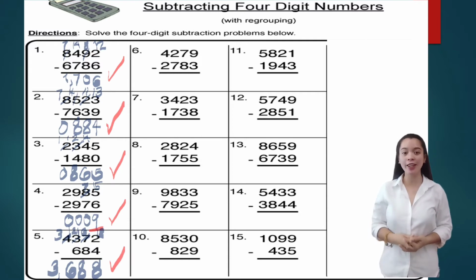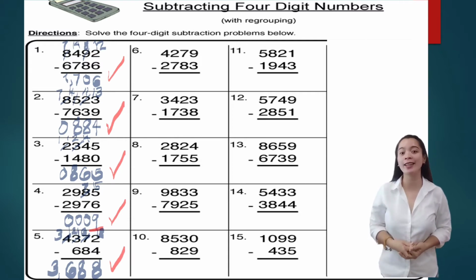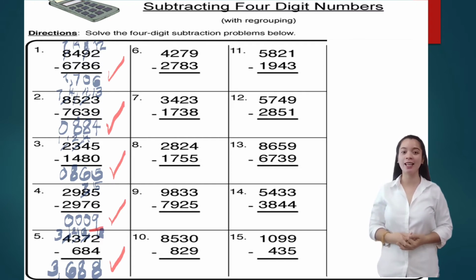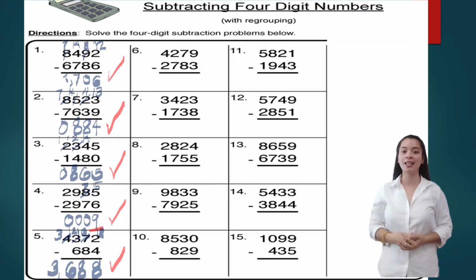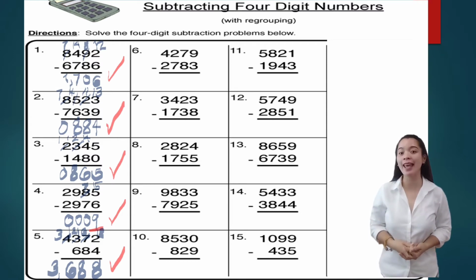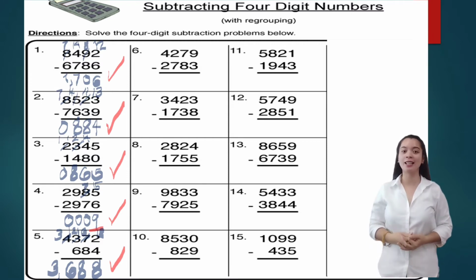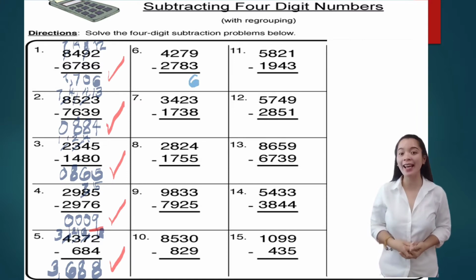Okay, let's continue to number 6. We have 4,279 minus 2,783. So let's subtract. 9 minus 3 is equal to, very good, we don't need to borrow. 9 minus 3 equals 6.